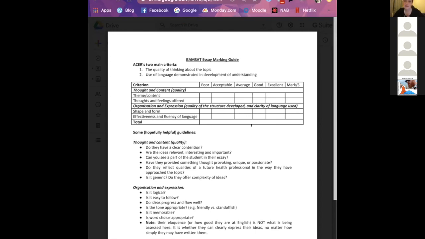Probably the thing I would say, because GAMSAT essays are meant to be short and concise, you don't need to preempt all of the different points you're going to be making. You can just make a really thought-provoking statement, and then say what your main contention or main idea is if you're using a general essay structure. If you're writing something creative, it should also be a fairly thought-grabbing statement or short paragraph at the start. And effectiveness and fluency of language.